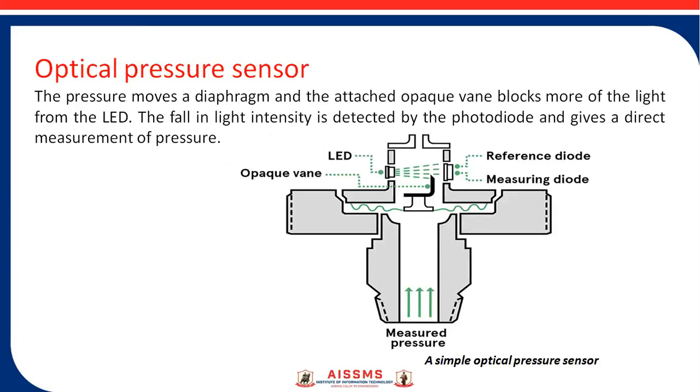Next and last type of sensor is optical pressure sensor. The pressure moves a diaphragm and the attached opaque vane blocks more of light from the LED. The fall in light intensity is detected by the photodiode and gives a direct measurement of pressure.